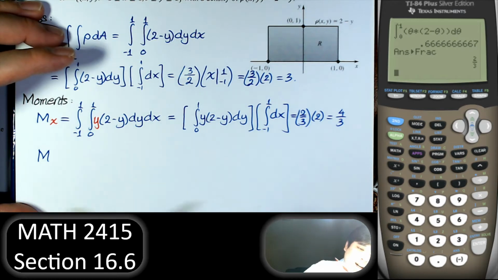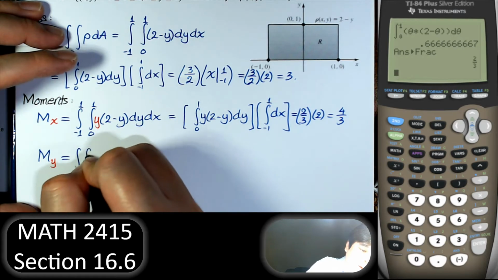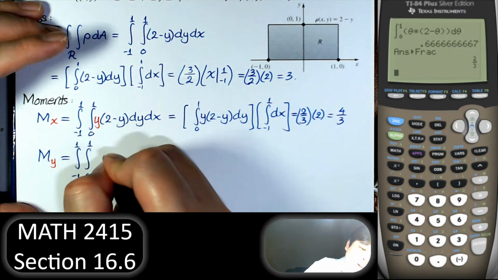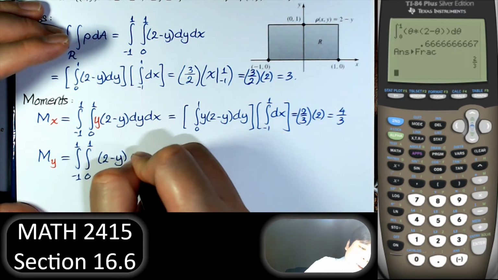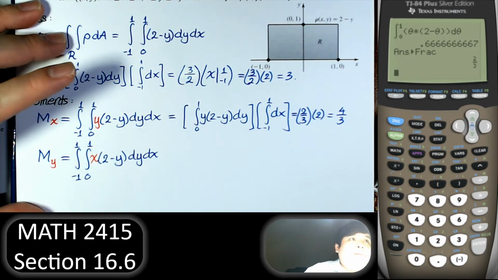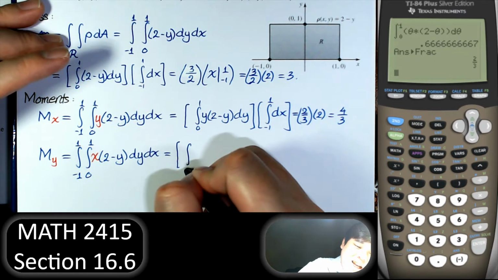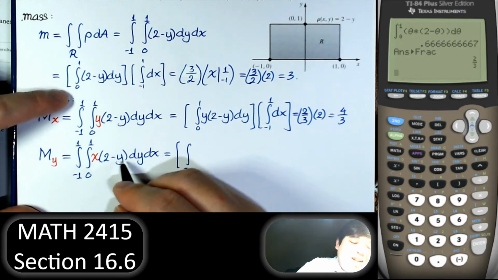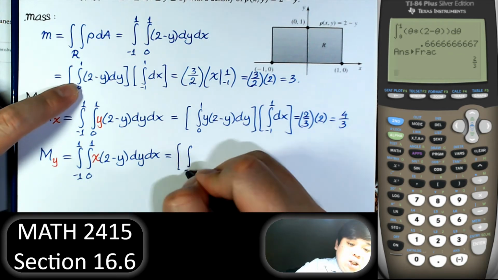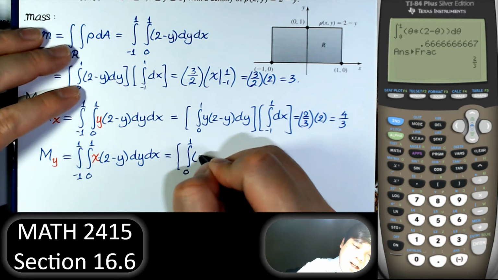Moment about the y-axis. Still the same integral as the mass integral, but about the y-axis, the distance to the y-axis is the x values. We should start with this example as the first example. Anyway, still Fubini's theorem, right? The function is separable, a function of x times a function of y. So we still can group the y together.